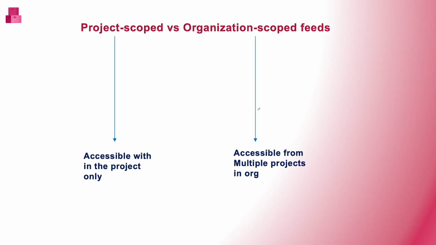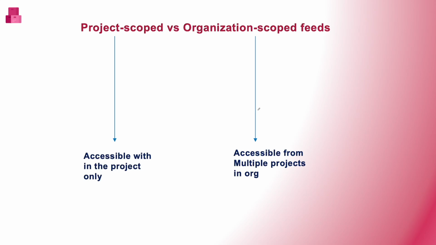Let's talk about the scope of the feed. As we discussed, there is one organization. Can one feed be shared by multiple projects? Yes and no. There are two kinds of scope here: project scoped and organization scoped. The project scoped feeds are only accessible within the project, but organization scoped feeds are accessible by other projects as well.